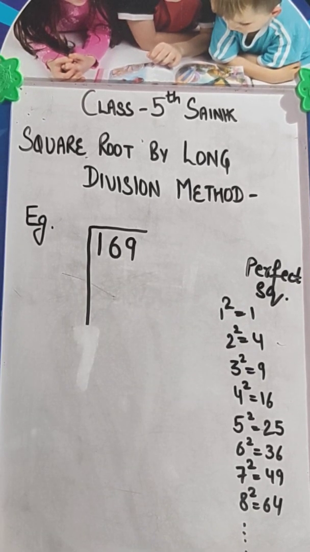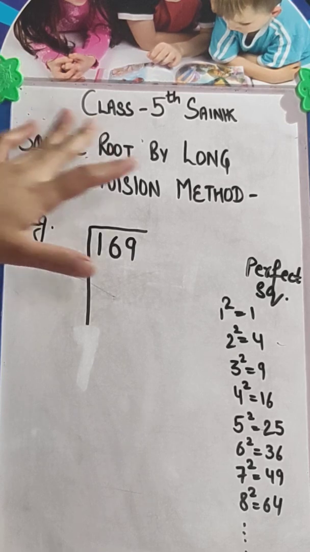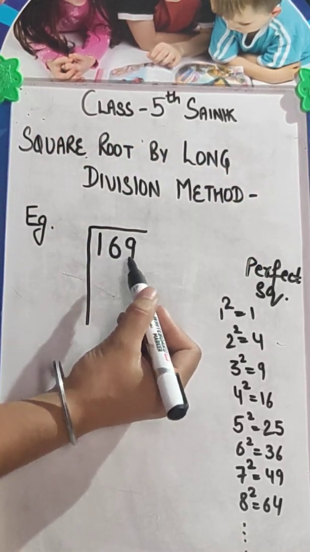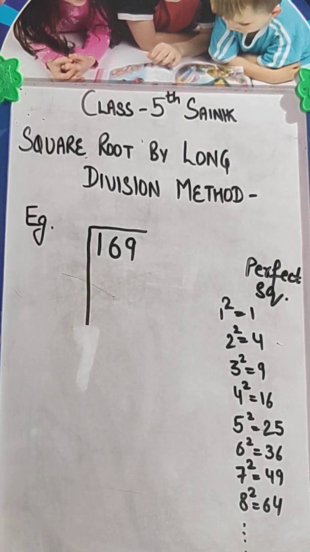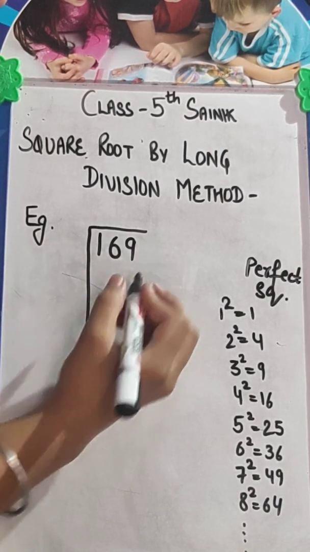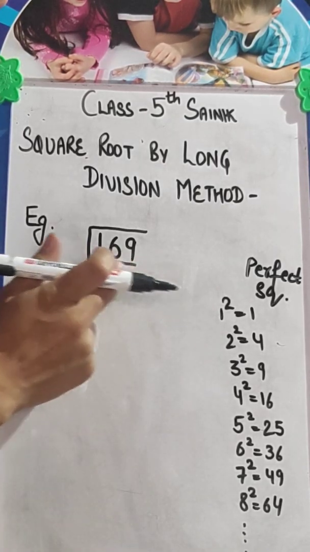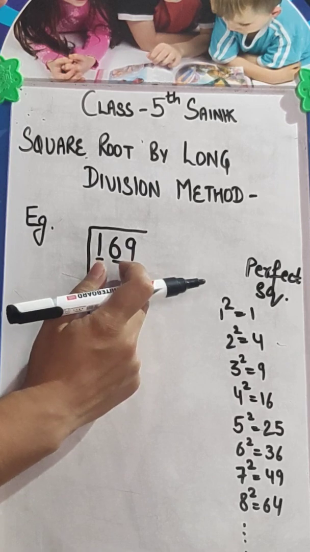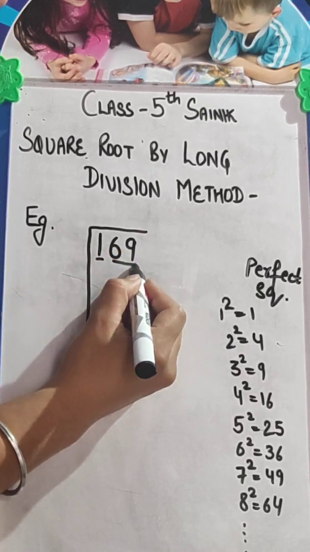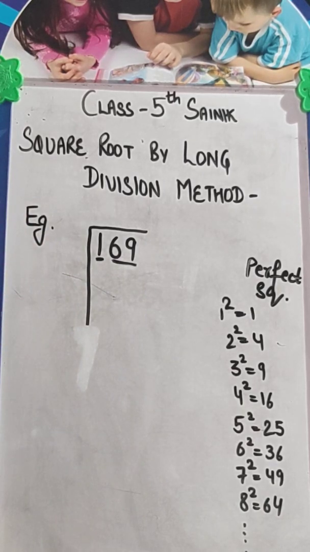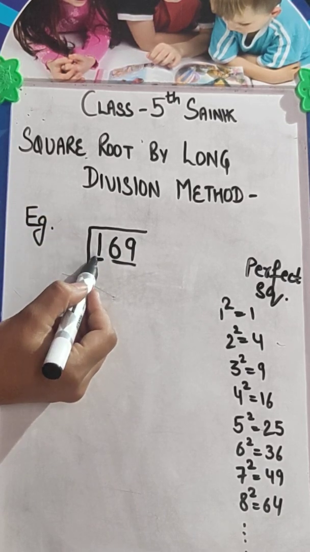Now I am taking one more example to find the square root by long division method. Now I am taking the example of 169. For this, as I told you, you have to make pairs from last. So from last, one pair is 69 and one digit is left with us, and it remains as it is. Remember this, we have to make the pair from last. Don't make it from the start. So firstly, I have to solve this first pair.